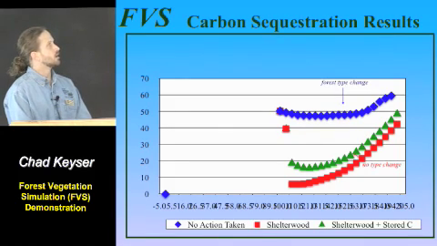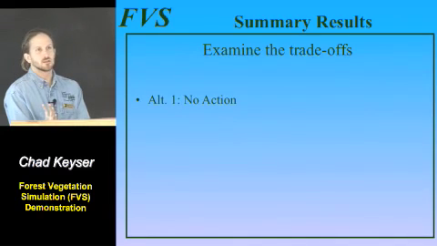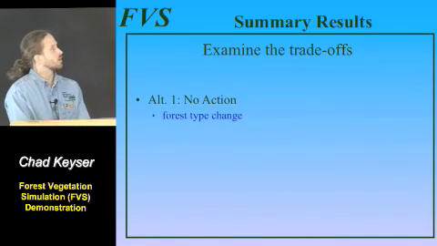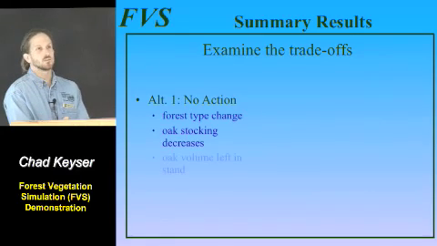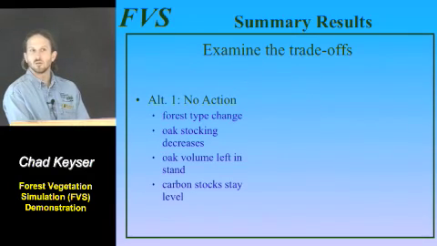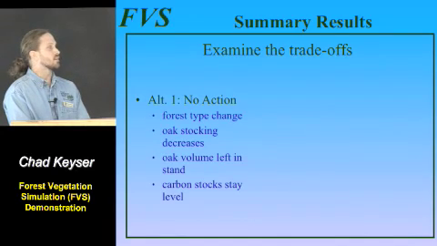Okay. So this is an example of how you can use FVS to examine trade-offs for your stand projections, or for a specific stand. We can just summarize it by looking at alternative 1, where, well, if we don't do anything, we're going to have forest type change. Oak's going to drop out. All the volume that's currently in oak is going to be left in the stand, and it's going to fall over and decay. But the one nice thing is that carbon stocks stay the same, or stay level.